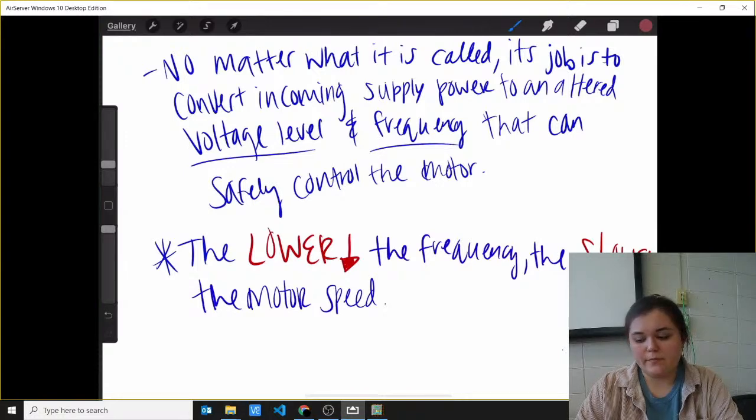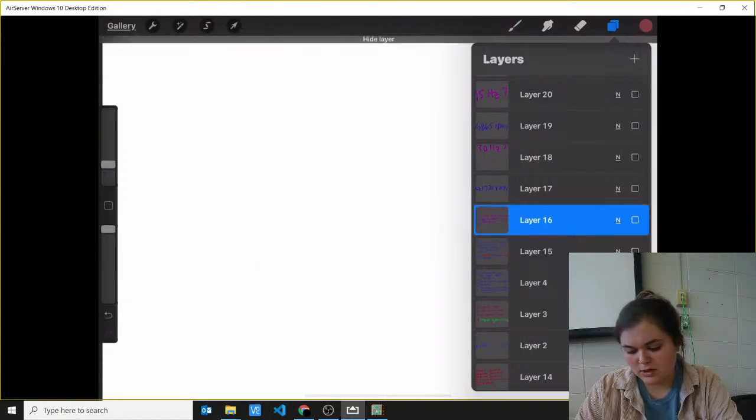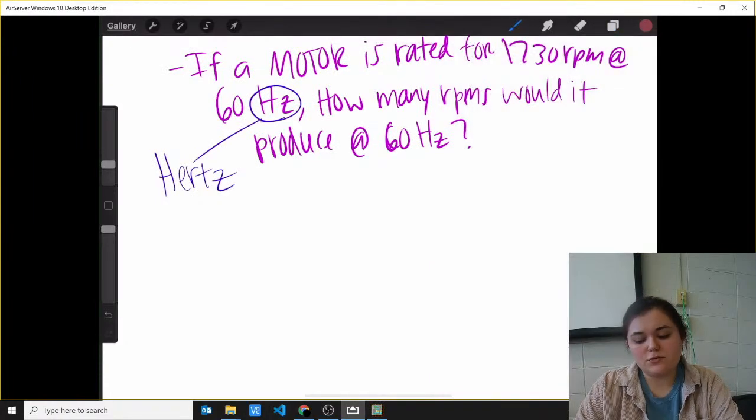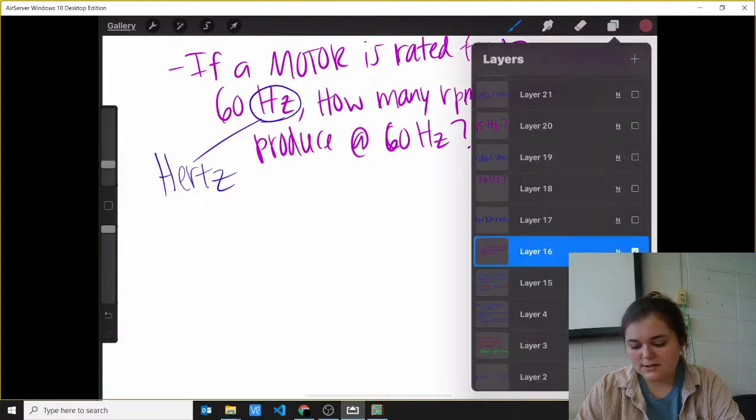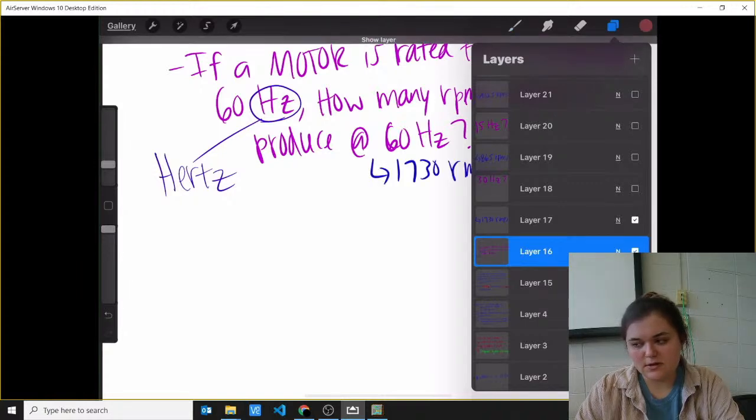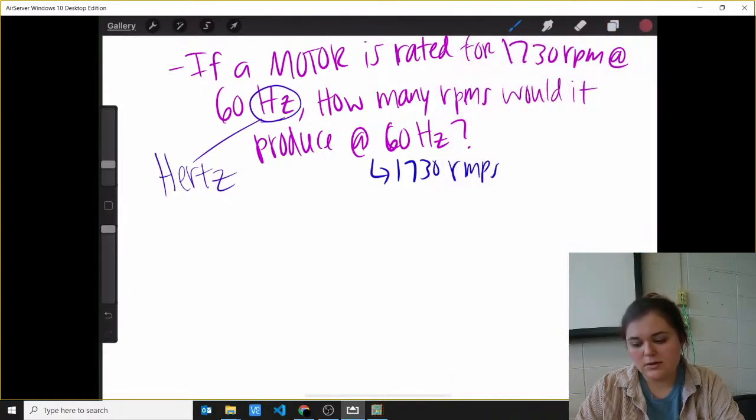Okay, so let's just show some examples here. So if a motor is rated for 1730 RPM at 60 hertz, how many RPMs would it produce at 60 hertz? It's not a trick question. What would it produce? 1730. It's rated for 1730 RPM at 60 hertz. Okay. So now let's see, it's going to be 1730 RPMs. Cool. So now, what about 30 hertz?